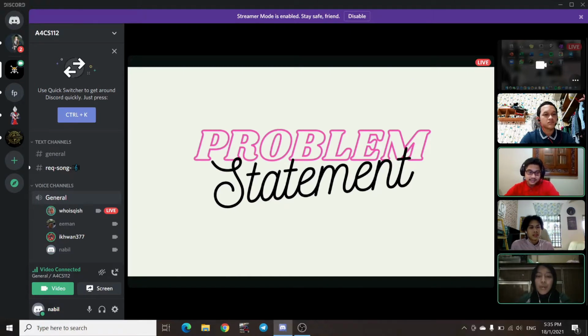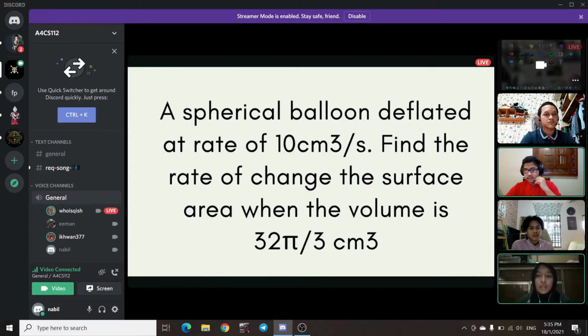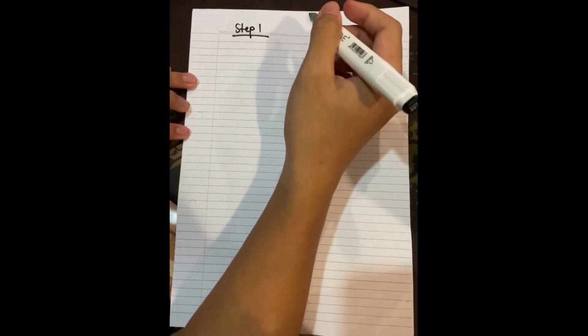So we're moving on to the problem statement of our topic, which is: a spherical balloon is deflated at a rate of 10 cm³ per second. Find the rate of change of the surface area when the volume is 32π/3 cm³. Step 1, we need to extract the information given by the question.